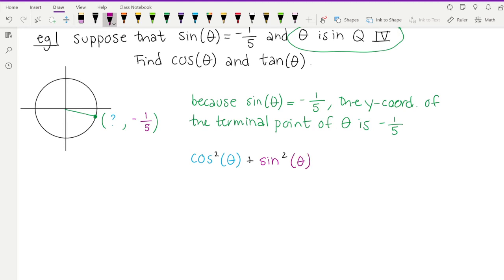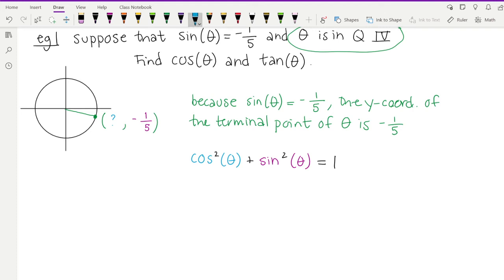Because we know what the value of sine is, we can plug that in and then solve for cosine. You might notice that you actually could set this up without even writing out the Pythagorean identity. You could just call the cosine x, and then you're basically using the unit circle equation, right? You could just say x squared plus y squared is equal to 1, and then plug in -1/5 for y. It's equivalent. I'm just going to write it this way because we just learned the Pythagorean identity.